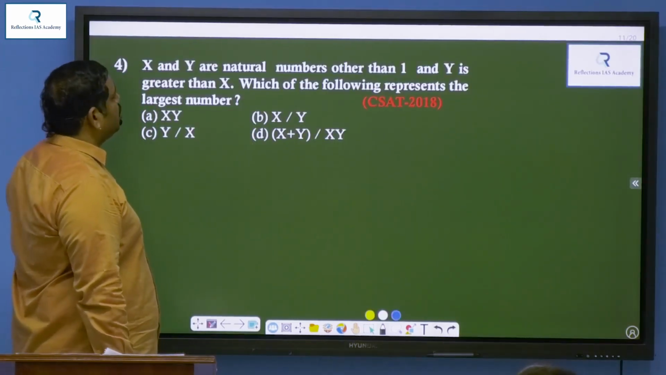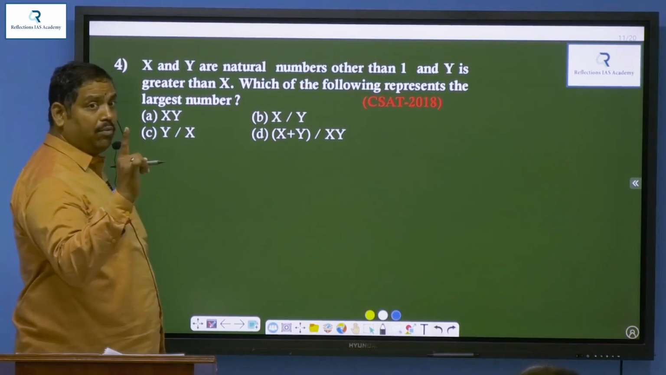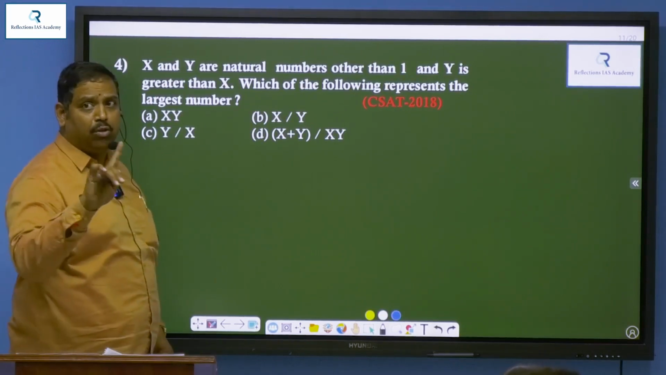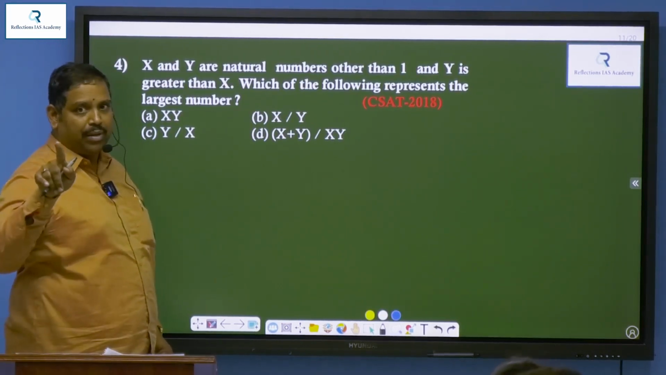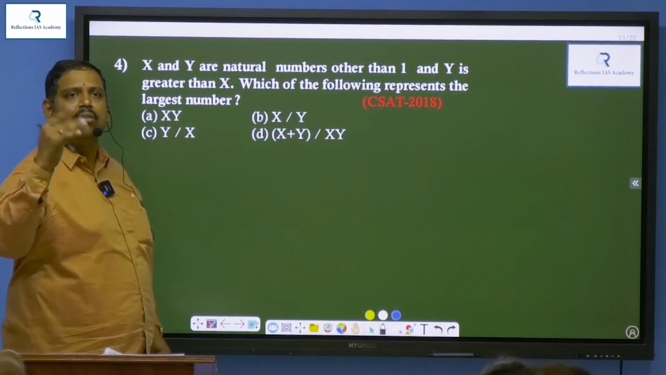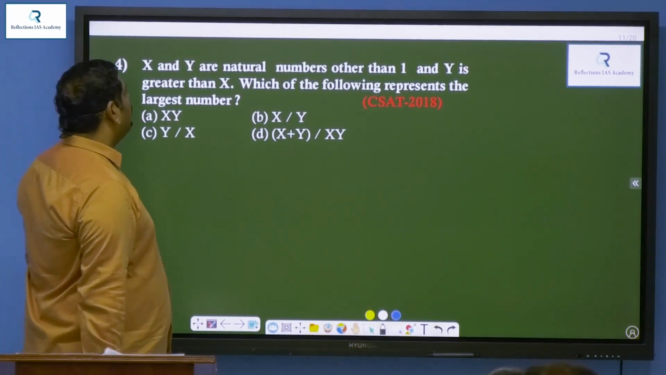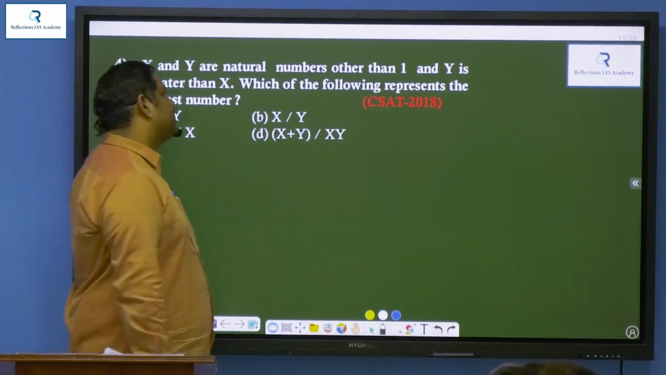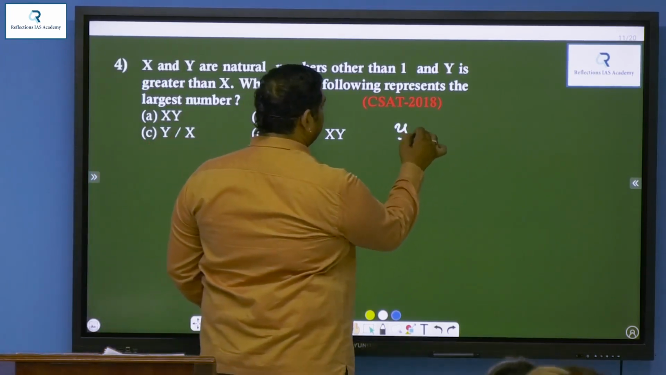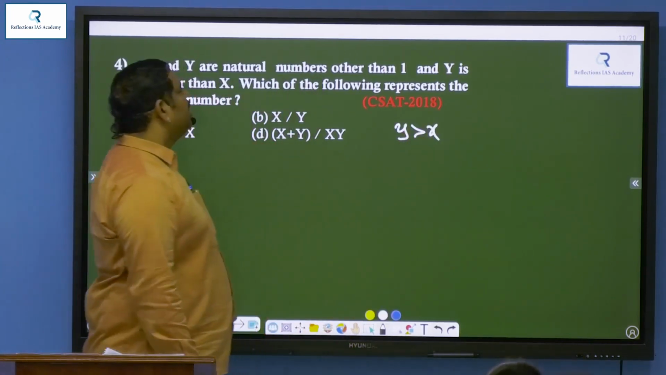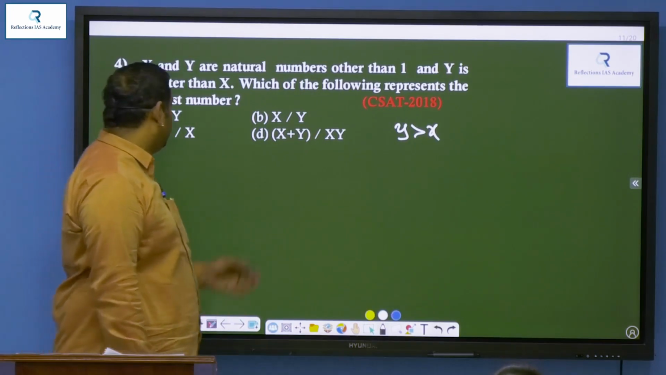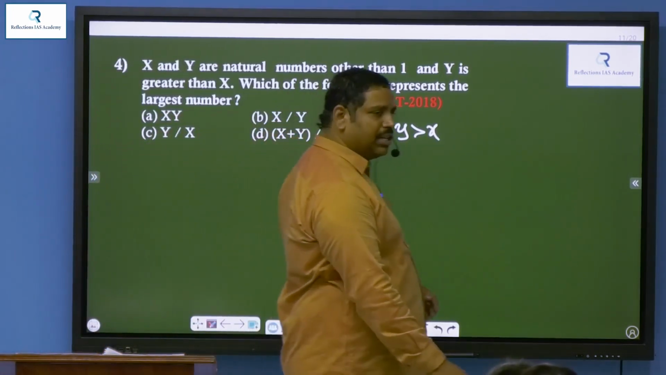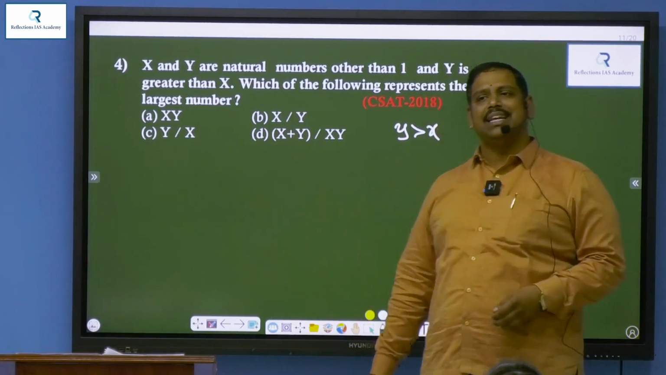X and y are natural numbers other than 1. The most important thing is x and y are natural numbers: no decimal, no negative, no 0, and no 1. And y is greater than x. Okay, y is greater than x. So, which of the following represents the largest number? This is also a CSAT 2018 question. Which of the following is the greatest?